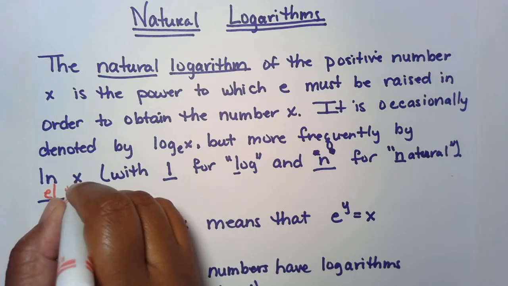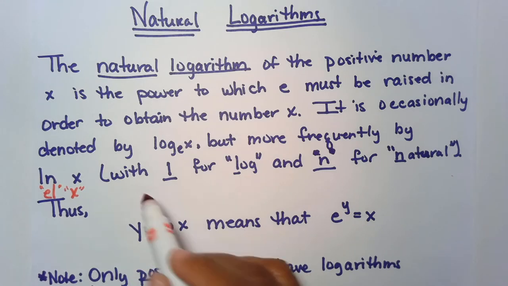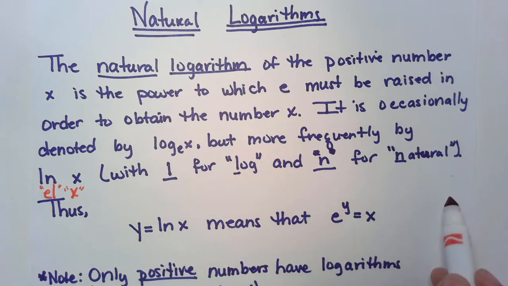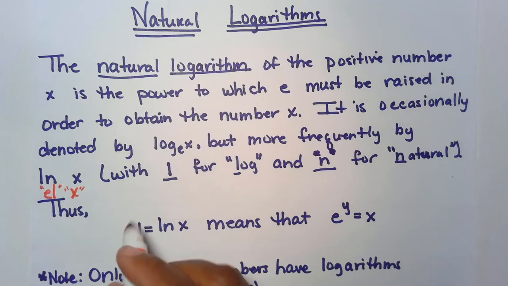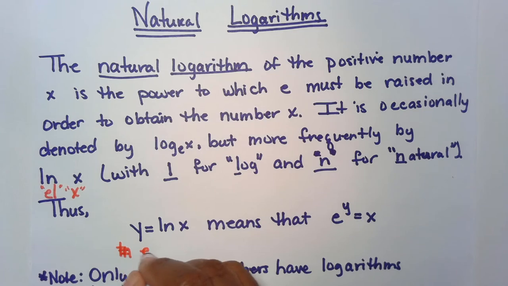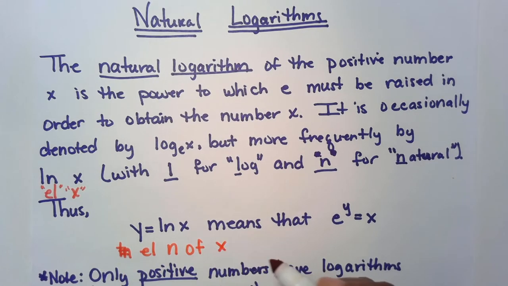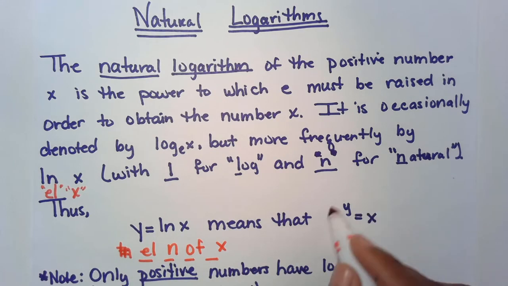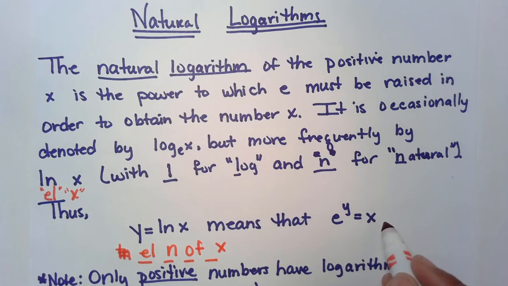We would say ln, with L for log and N for natural. So we would say this, y is equal to ln of x. This is how we would read it. It means that if we write it in exponential form, e to the y equals x.